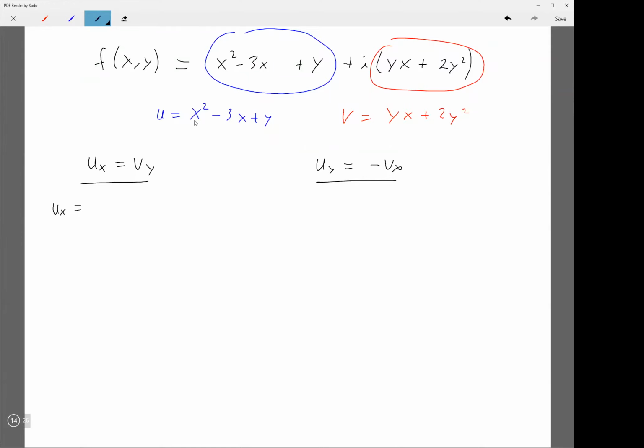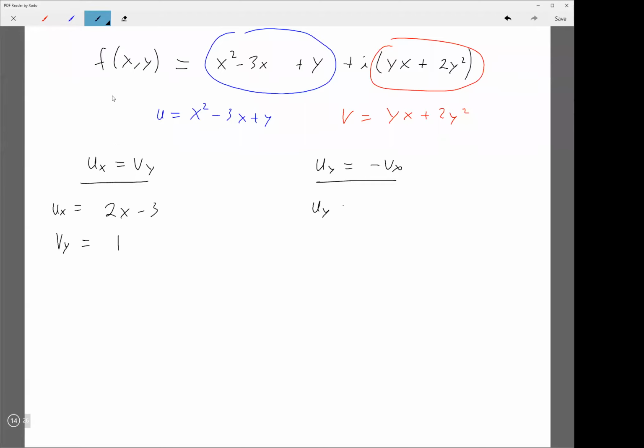2x. Yes, 2x minus 3. And then the partial with respect to y? It's just going to be 1, right? Because those other terms are going to be 0 and 0. Okay, what about over here? What's the partial?